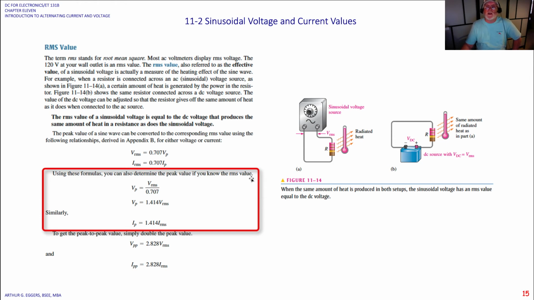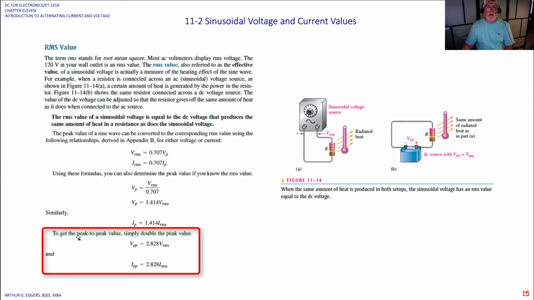So this is good. When you're using your meter, if the question on an exam or on an analysis asks you for the V peak and you're measuring with a meter that's RMS, well, it's just a simple matter of dividing whatever the RMS voltage is you're measuring by 0.707, and you will end up with a value of 1.414 times the RMS value. We do the same thing for current.